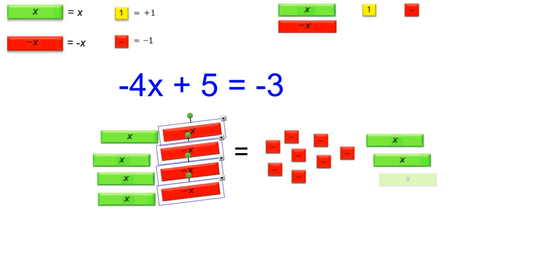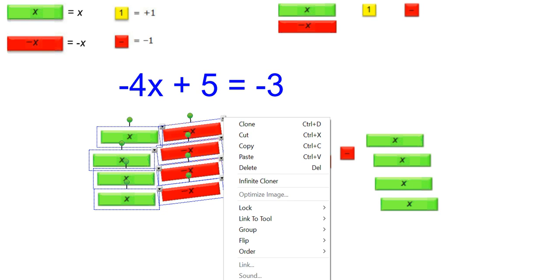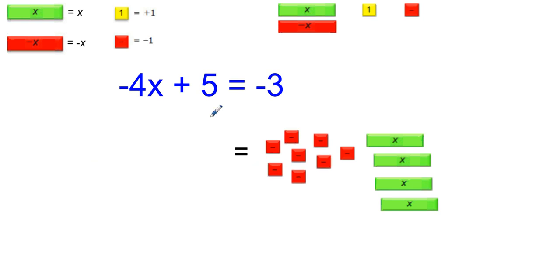So now I've got 4 positive x's. And all of these are gone. Now I have to have something on the other side, so don't make that mistake. I'm not done. I've got everything on one side, so I don't know what x equals because there's no equal sign. So I'm going to also add 1, 2, 3, 4, 5, 6, 7, 8 positives on both sides.